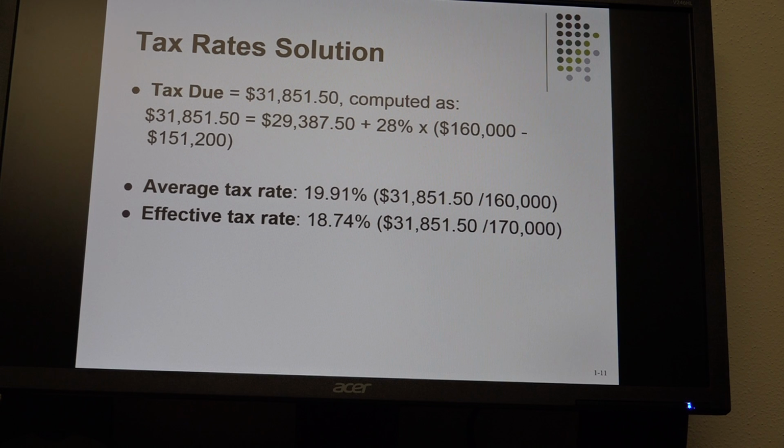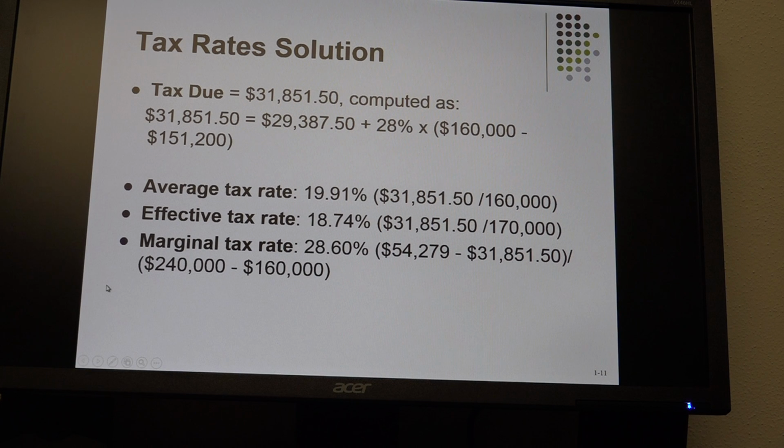And then effective tax rate, remember they have $10,000 of non-taxable income, so they take that and add it to the taxable income to come up with $170,000. You divide that $31,851.50 into the $171,000 to come up with an effective tax rate of 18.74%.